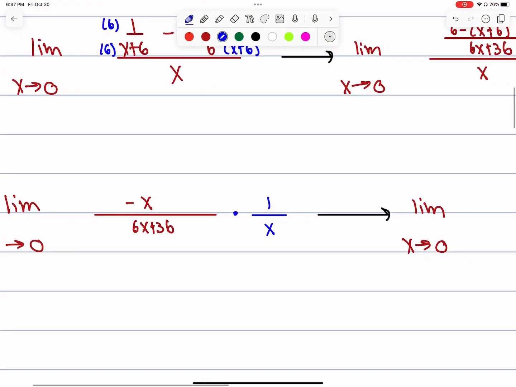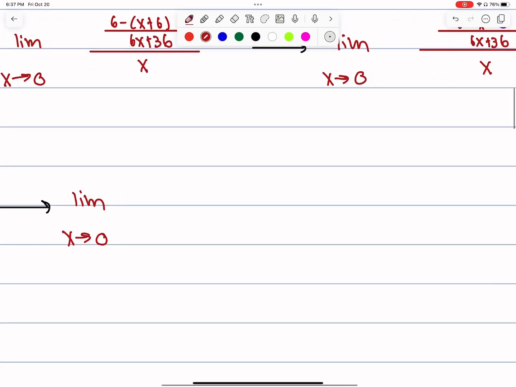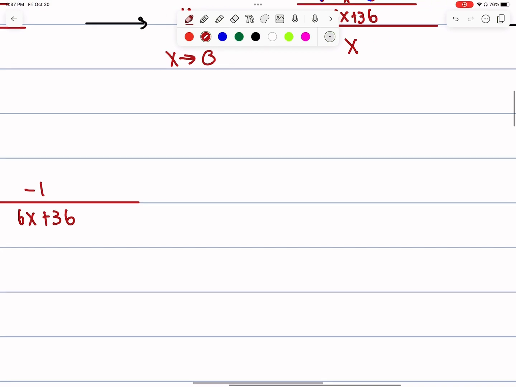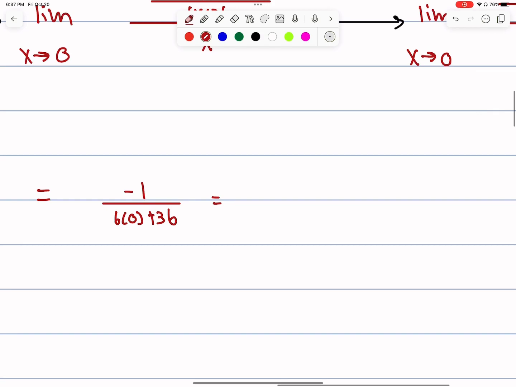As you can see here, we can cancel out the x and the negative x, as shown. That's going to leave you with a negative 1 on the top, still over 6x plus 36. Now, since there is something being added to the x, we can evaluate the limit. So negative 1 over 6 times 0 plus 36, and that's going to equal negative 1 over 36, and that is your answer.